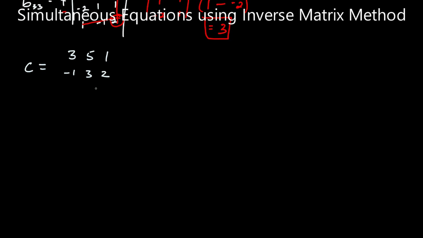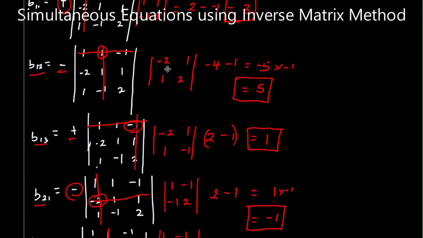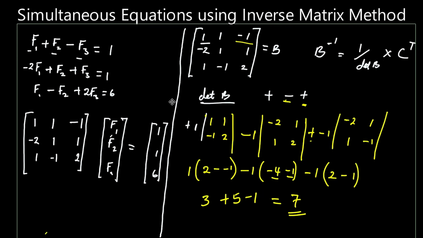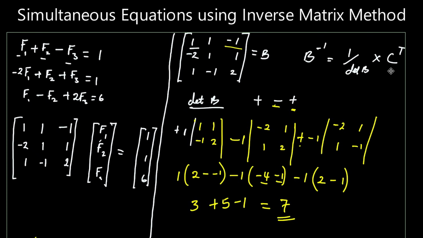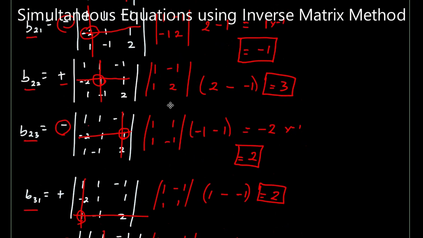Minus 1, 3, 2. And lastly 2, 1, 3. So this is our new matrix C, which is the adjoint for B. And we said that to calculate the inverse of B, it is given by 1 all over the determinant times C transpose. So we are just going to rewrite this again here.